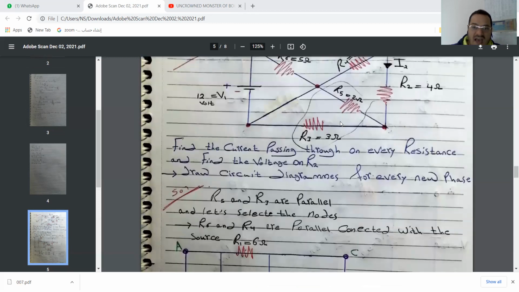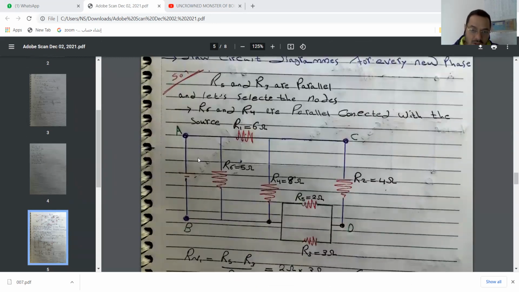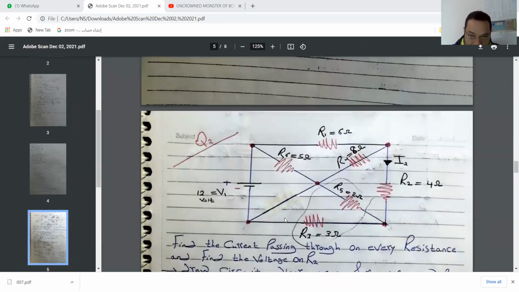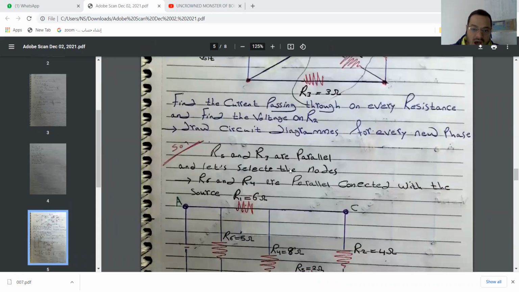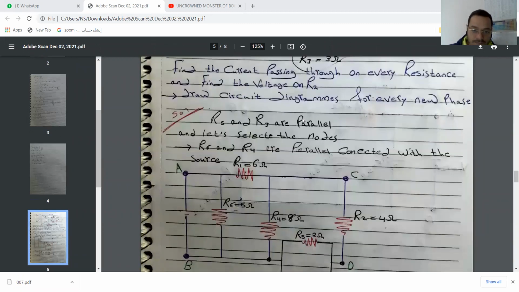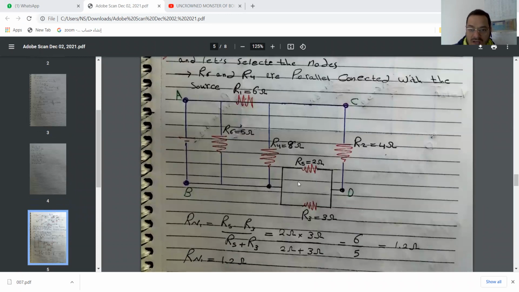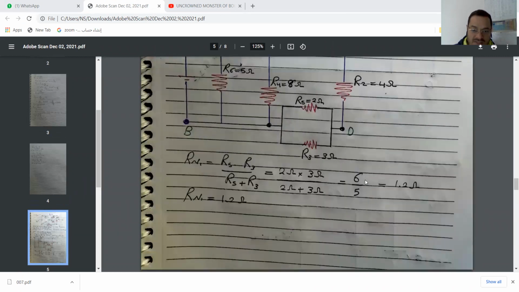By this trick, we can draw the electric circuit again like that. This will be R6, and R4 will be like that. Between them, we can draw R1. And the trick will be here. R5 is parallel with R3, so we can select it like this shape. R3 will be down and R5 will be up. We selected the nodes A, B, C, D.